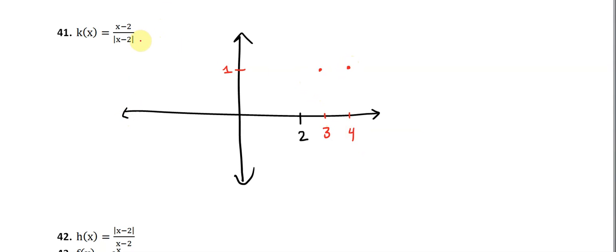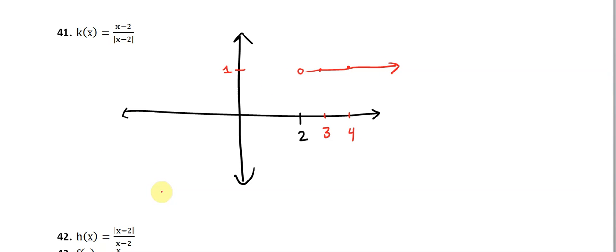Because the numerator is always going to be positive, the denominator is going to be positive, and they're always going to be the same. Like, this is the exact same expression. So my graph, and I'm going to leave a hole right here at 2, is going to look like that when we have any inputs that are greater than 2.